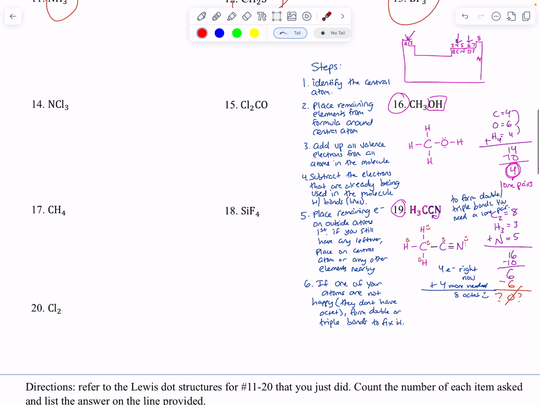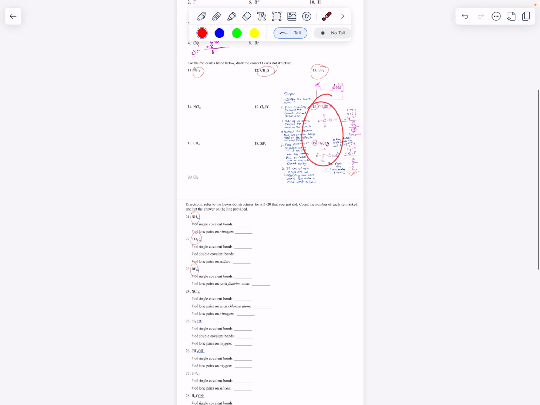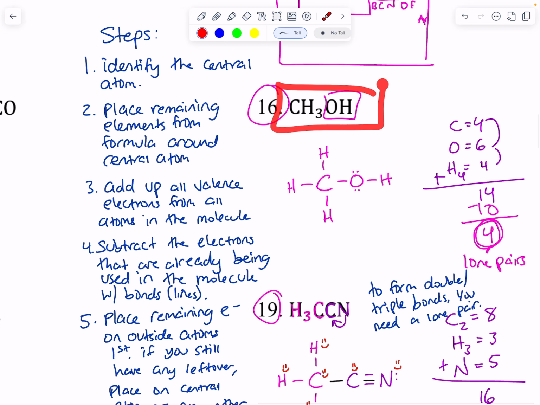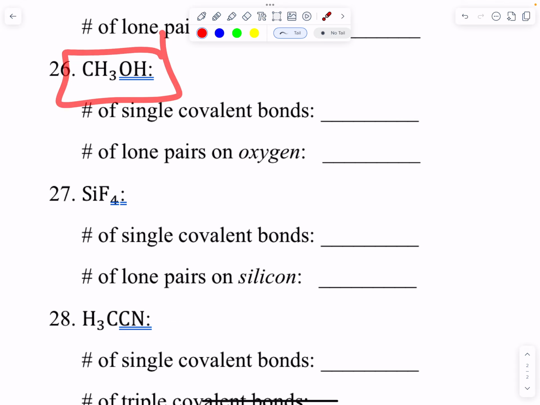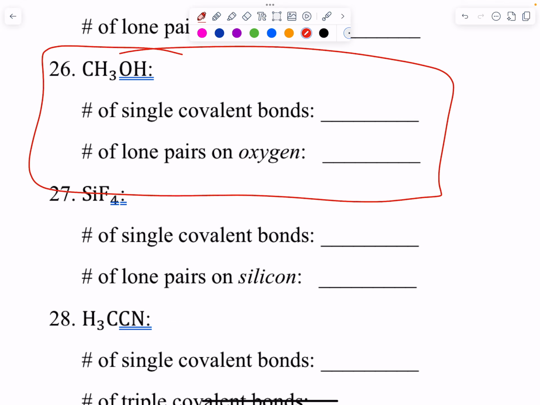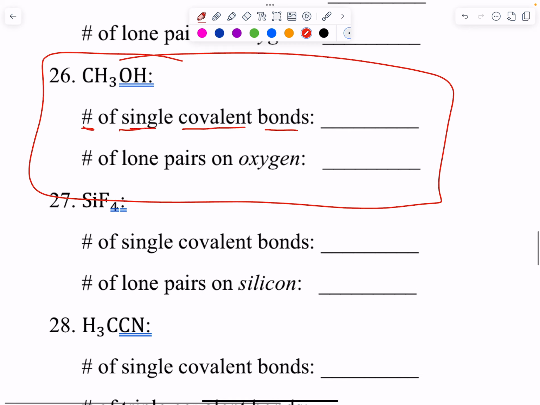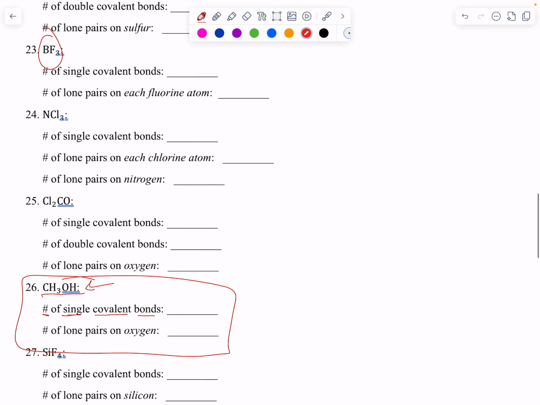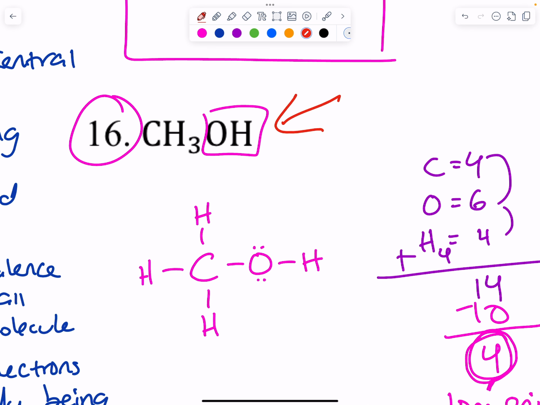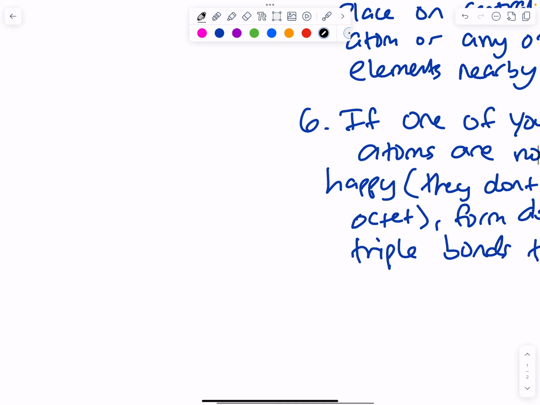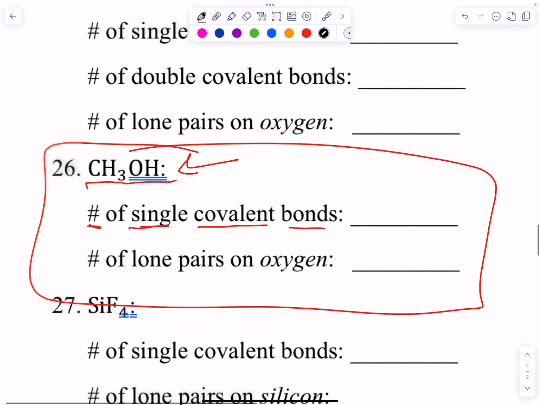So far I've drawn 2 molecules, for 16 and 19, so I'm going to do these 2. This compound right here is CH3OH. So I'm going to come over here to the back and find CH3OH right here. It wants us to count the number of single covalent bonds in the molecule. So go back to this problem on the other side of the page, CH3OH, and count how many single bonds you see. I see 1, 2, 3, 4, 5 single bonds. So I'm going to come back over here and write that I have 5 bonds.